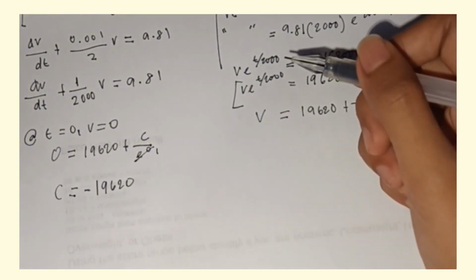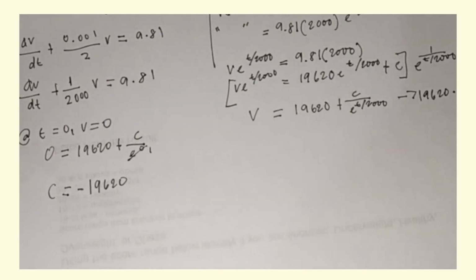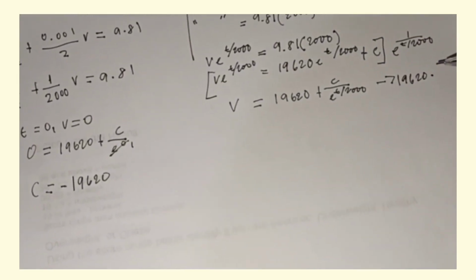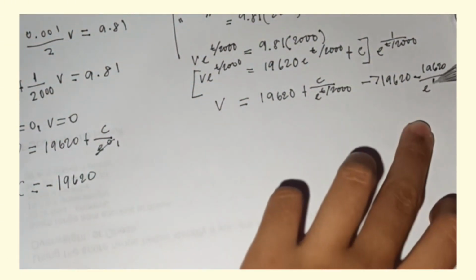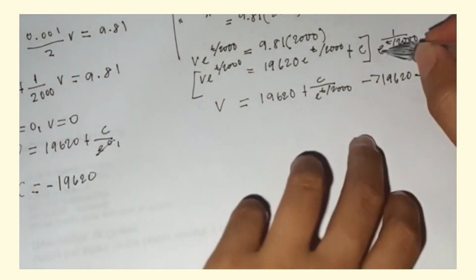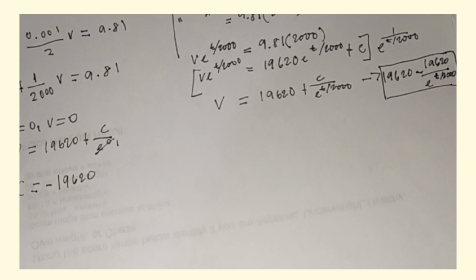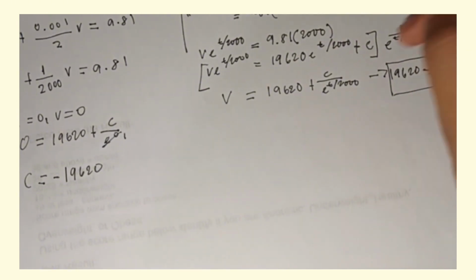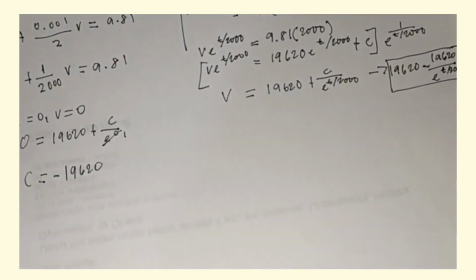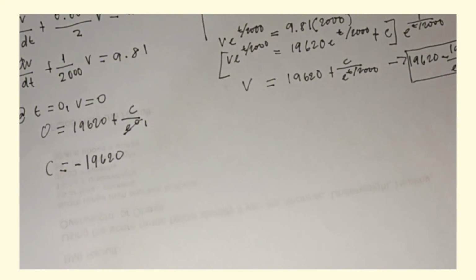So we can substitute it here. So v equals 19620 minus 19620 over e raised to t over 2000. So this will be our equation to find the velocity of the object at any time. But what is being asked is, what is the velocity and distance traveled by the ball after 4 seconds.